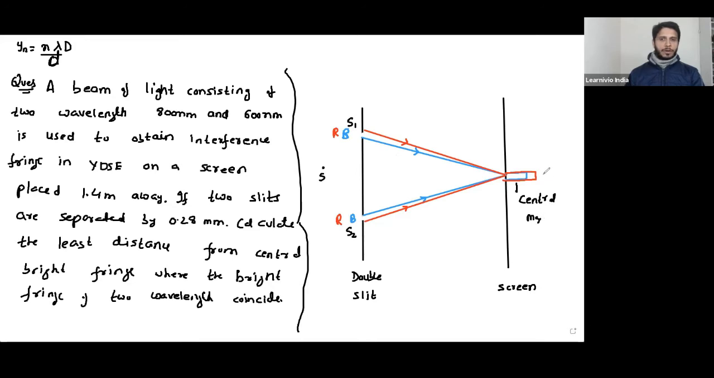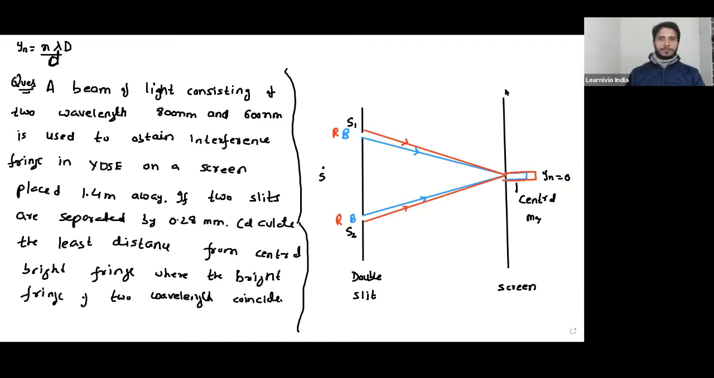Now, if you can remember, for central maxima, yn equal to 0, we measure our separation from central maxima. The separation of central maxima from central maxima is 0. Central maxima is at origin. So at central maxima, you can see two bright fringes are coinciding. One bright fringe of blue color, another bright fringe of red color.